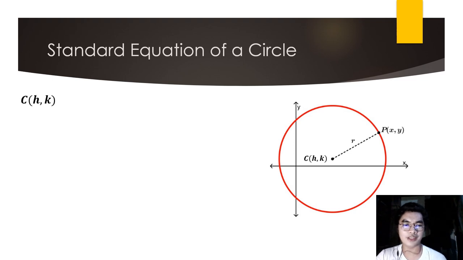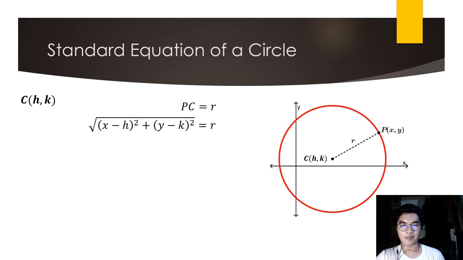So we have C(h, k). Our center is (h, k). As we observe, the distance from P to C is equal to r, so that is our radius. In order to get that, we are going to use the distance formula. With (h, k) as (x1, y1), we have the square root of the square of x minus h plus the square of y minus k equals r.